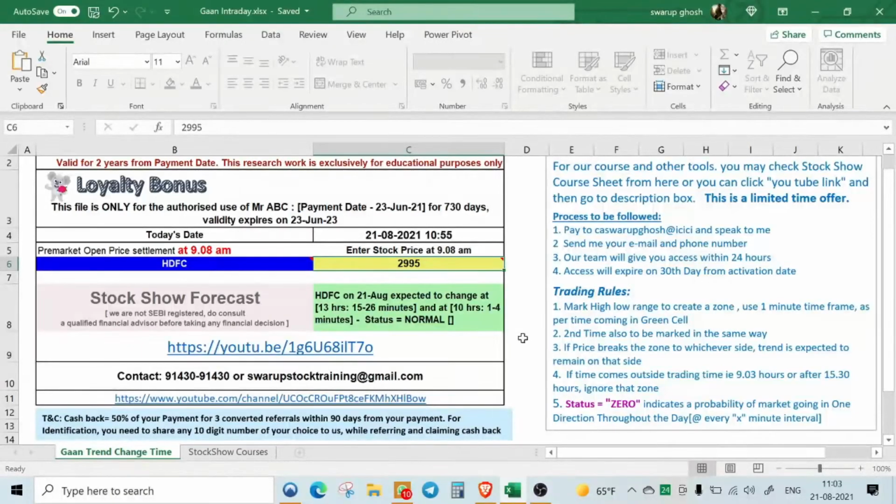Today we'll show how we traded a very small trade in HDFC Bank and what the new developments in our setup are. So stay tuned.